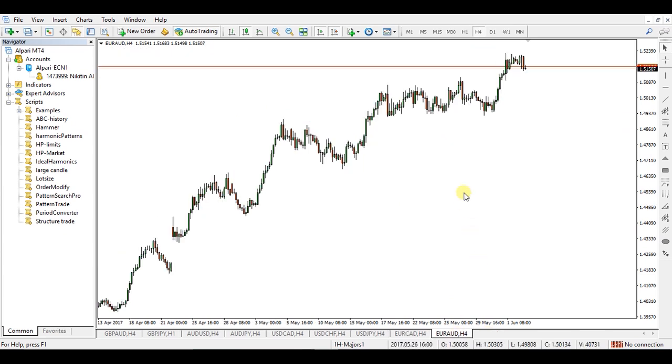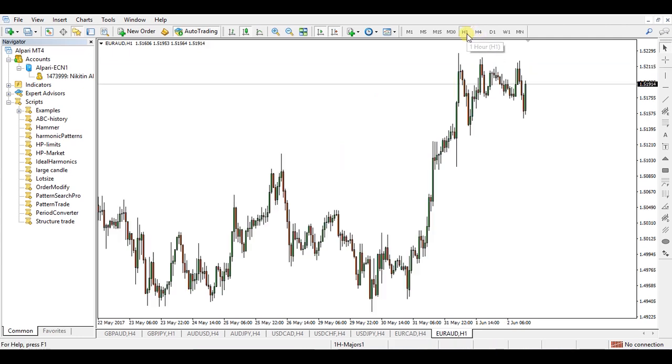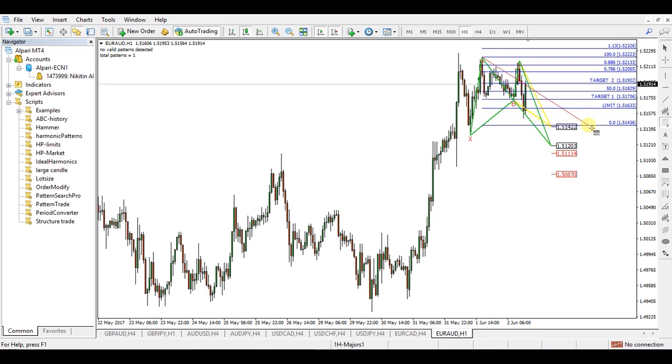Euro AUD, Euro AUD. What do we have here? Nothing on 4 hour. What do we have on 1 hour? Well, potential consolidation pattern. X to A to B to C, like this, bad pattern. I use traditional targets of 382 and 618, so you can see target 1, target 2.